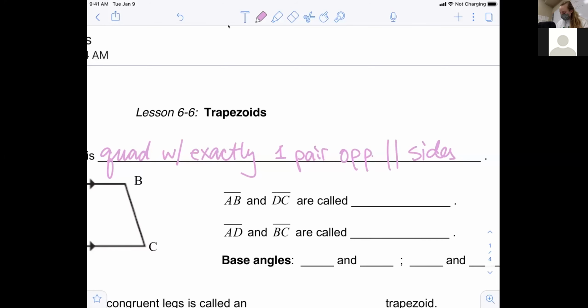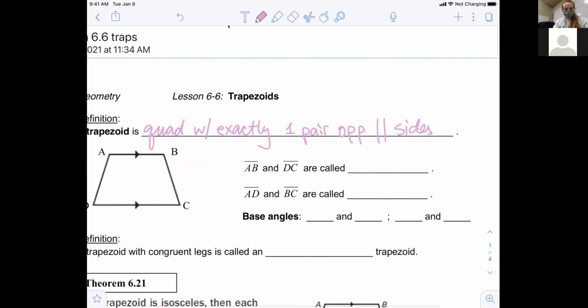So welcome if you're just joining us. I'm sorry I forgot to record from the very beginning, but we just started trapezoids.